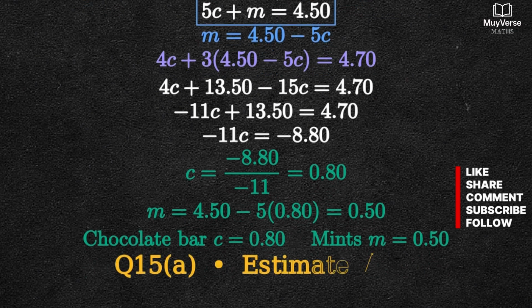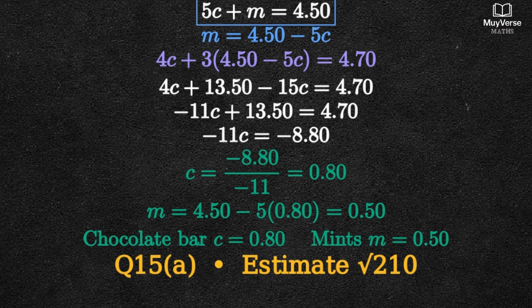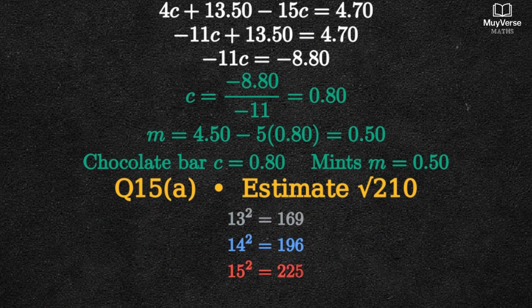Question 15 Part A. We find between which two consecutive integers the square root of 210 lies. List nearby perfect squares. Since 196 is less than 210 and 225 is greater, the root lies between 14 and 15.